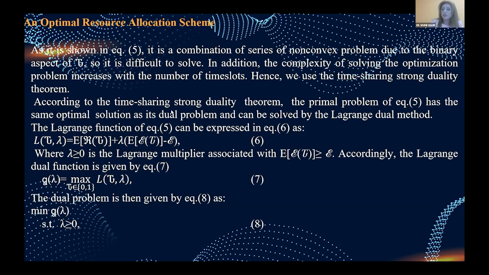According to the time-sharing strong duality theorem, the primal problem has the same optimal solution as its dual problem. Therefore, we found the Lagrange dual function, which is given by equation 6. Accordingly, the dual function is given by equation 7, and then the dual problem is given by equation 8.